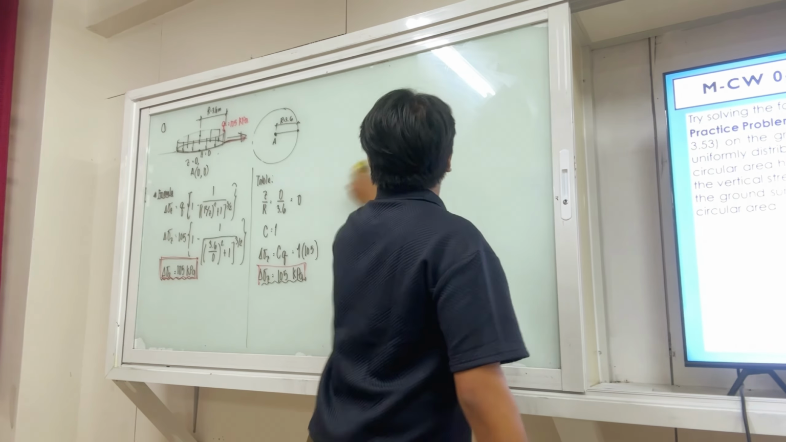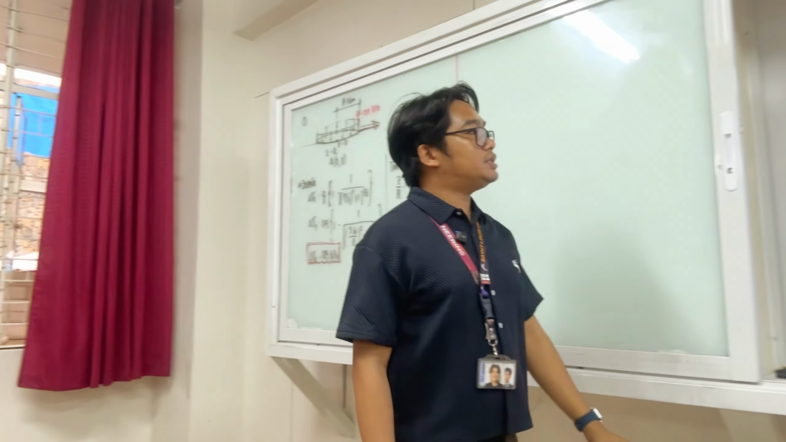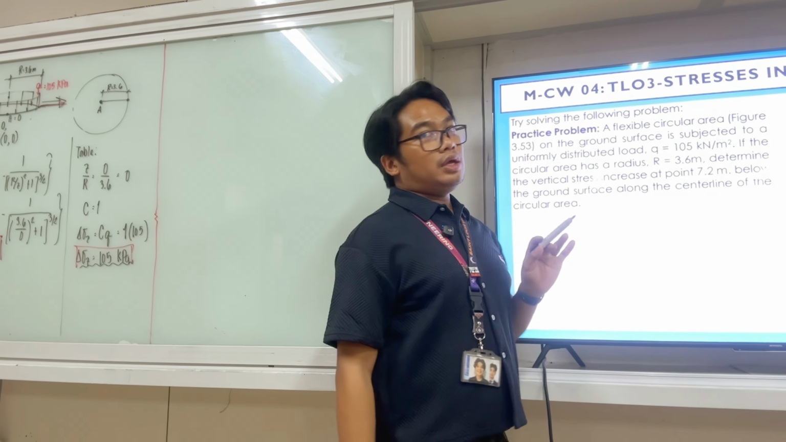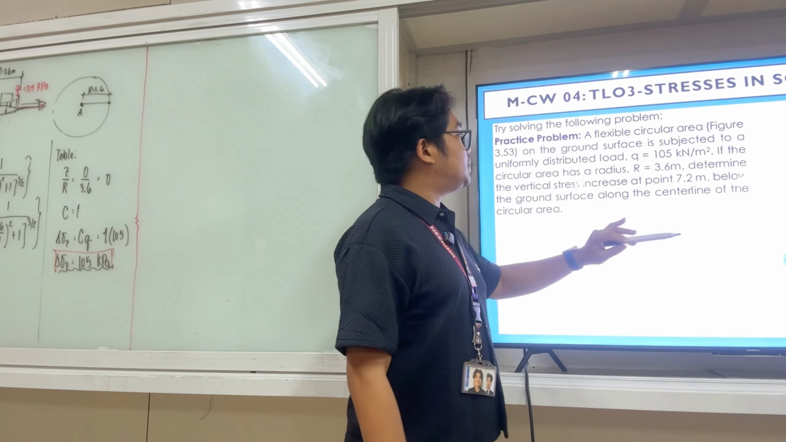Let's answer this one as an addition. Don't mind that as an assignment. Let's just answer this one then. What if the second scenario would be if the Z is now given? So in this case, a flexible circular area, same figure, with a radius of 3.6 meters on the ground surface is subjected to a uniformly distributed load of Q of 105 kilopascal.